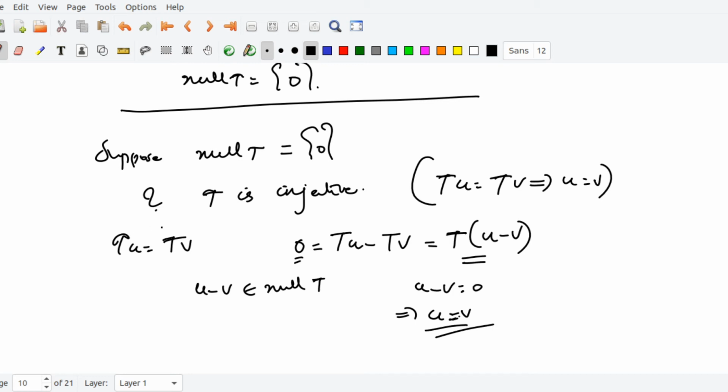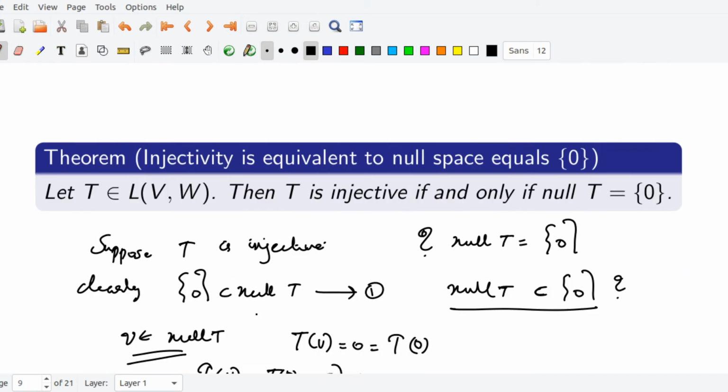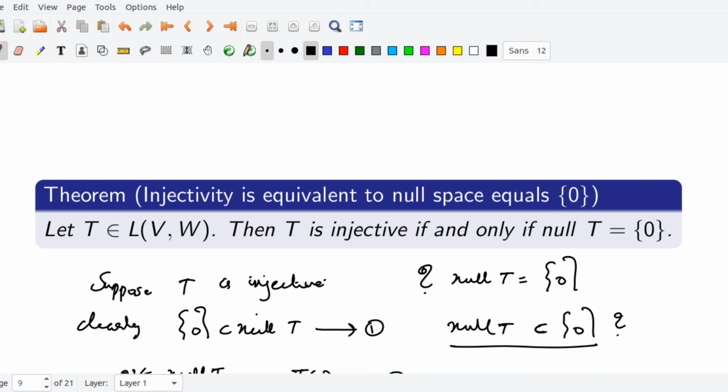Hence we have shown that whenever Tu equals Tv, it always implies u equals v. Hence T is injective. So we have proved both parts. Hence we can conclude that it's an equivalent condition: whenever T is a linear map from V to W, T is injective if and only if the null space of T equals the set {0}. Okay.